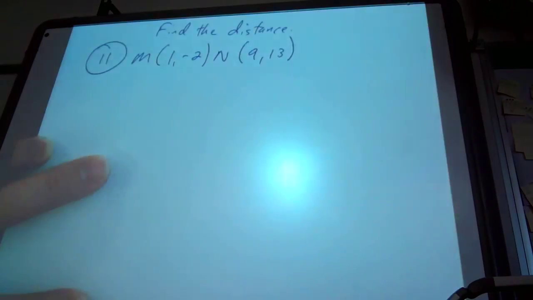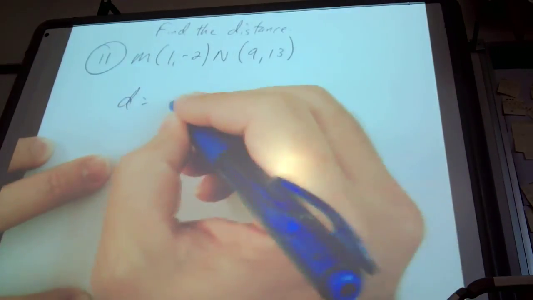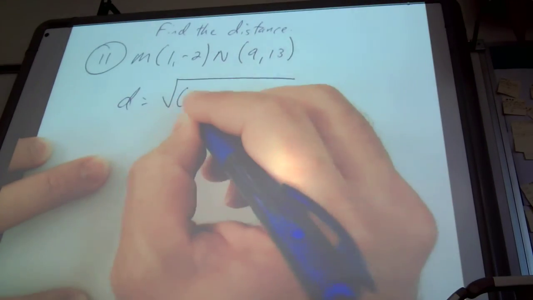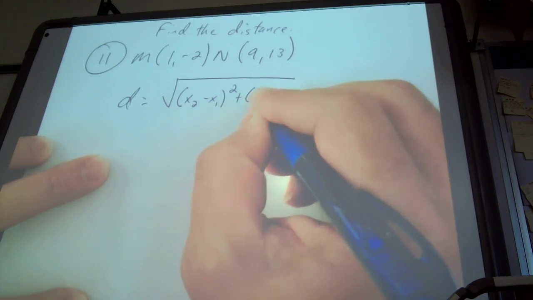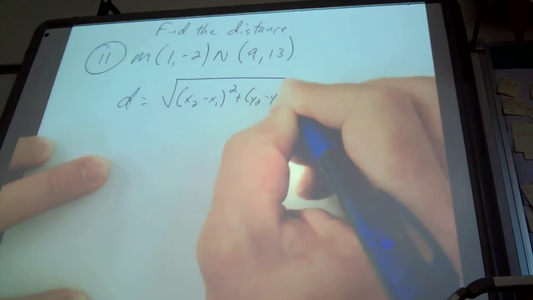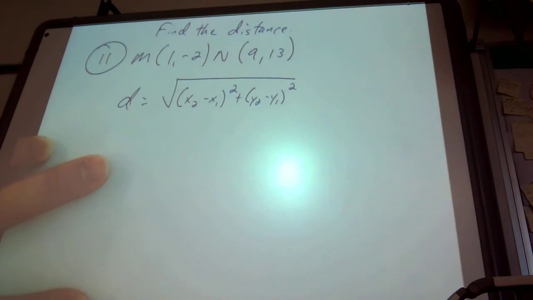Now I'm going to write the formula again so you have it. Distance equals big square root sign, open parentheses, x2 minus x1 squared plus y2 minus y1 squared. All right?